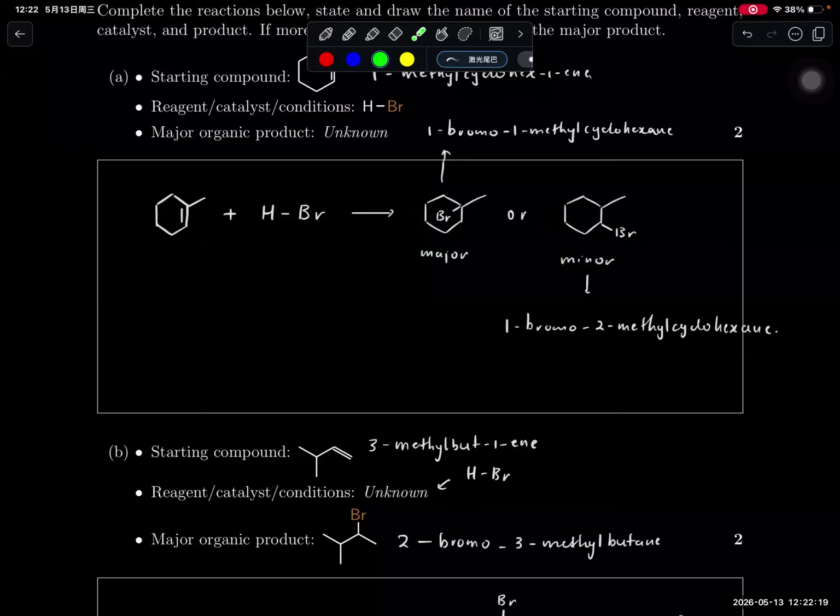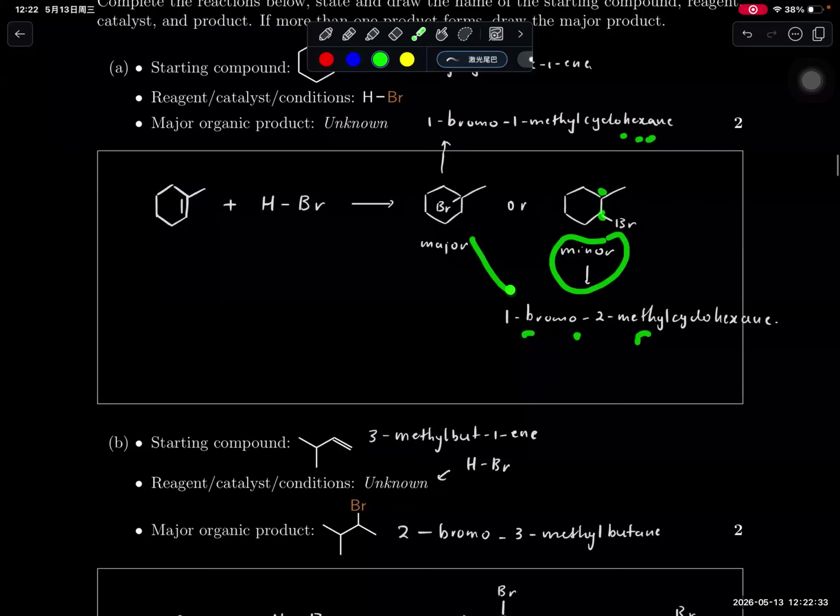Okay, so the name for them is like 1-bromo. So this carbon is the first one. 1-methyl, so that's another functional group. Cyclohexane. Right. Similarly with this, 1-bromo, 2-methyl. So that's on the second carbon. Okay, so they are position isomers.